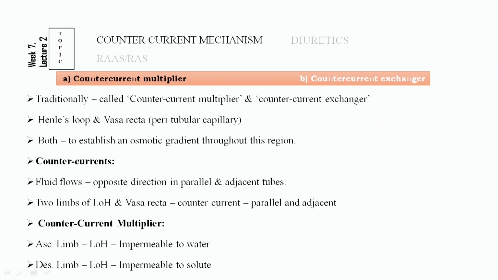So, traditionally, the countercurrent system has two parts. One is called the countercurrent multiplier, and the other is the countercurrent exchanger. The countercurrent multiplier involves a structure called the loop of Henle, whereas the vasa recta is involved in the countercurrent exchanger system, where the peritubular capillary plays a major role.